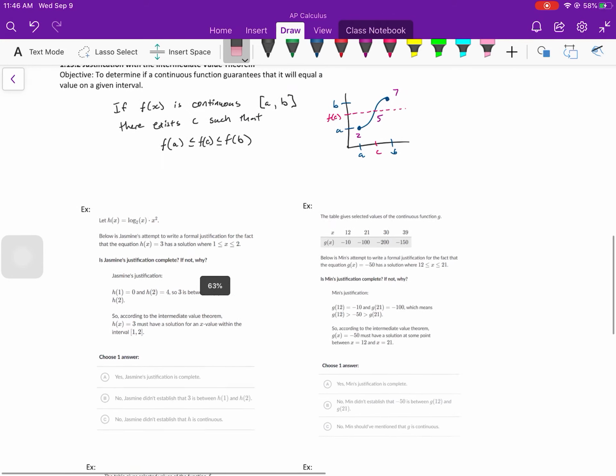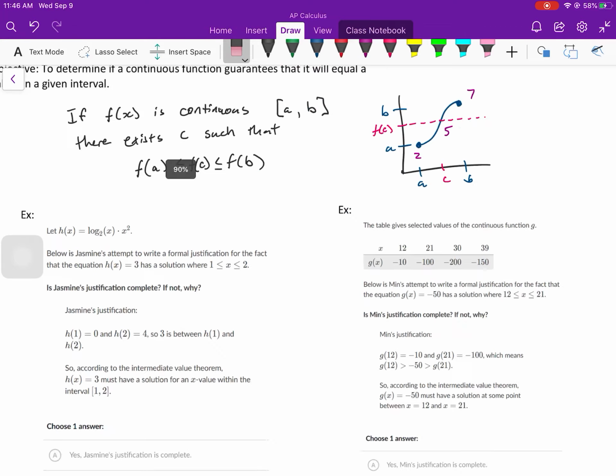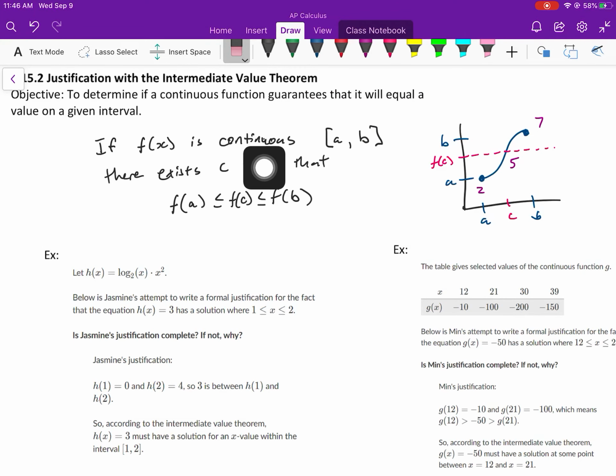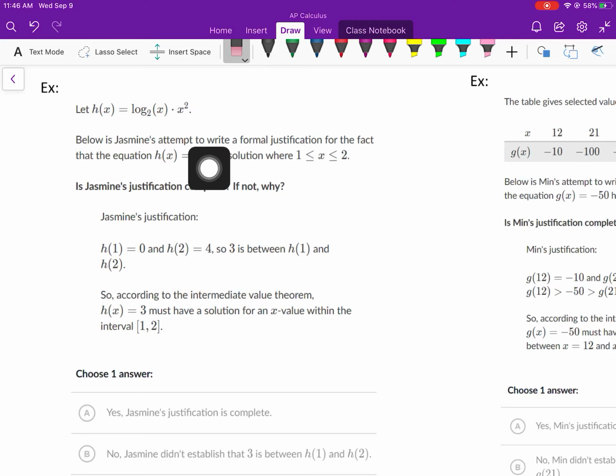So looking at this, we're going to determine if they used the intermediate value theorem appropriately. Now, one of the first things is you have to make sure that f of x is continuous. So looking at this, below is Jasmine's attempt to write formal justification for the fact that h of x equals 3 has a solution somewhere between 1 and 2.